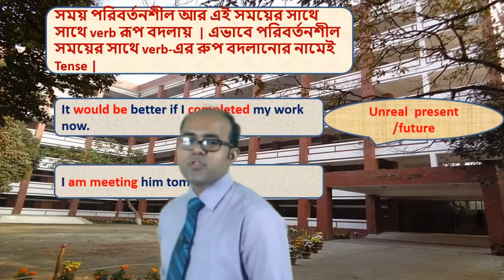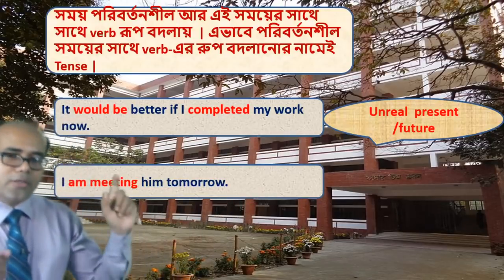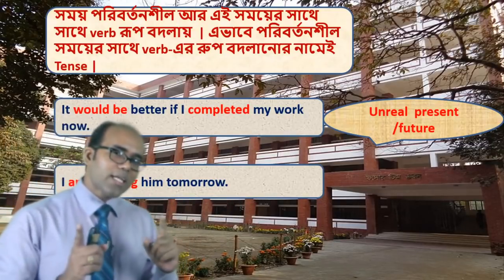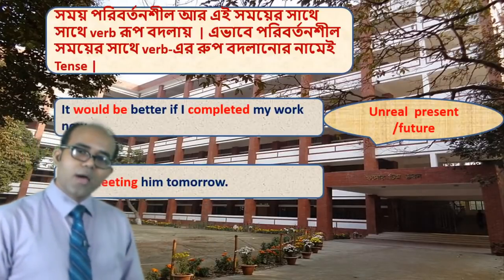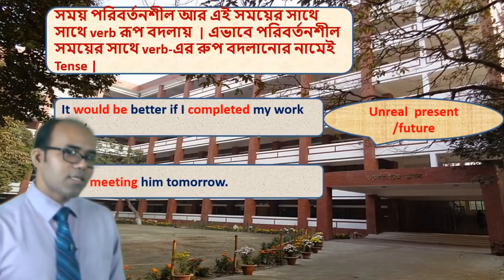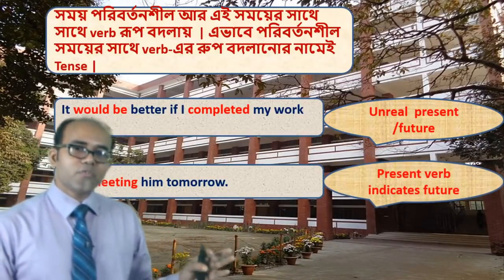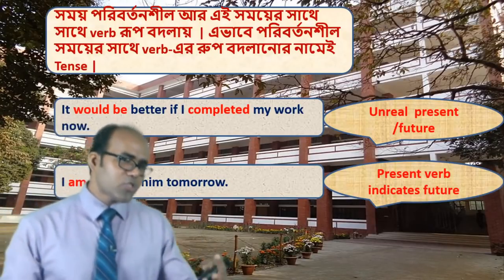I'm meeting him tomorrow. Look at the example. I'm meeting him tomorrow. The time is future, but the action is now. I am meeting. Action is now here. So you see again, no connection with the time and action. So it means present verb indicates future. So there may be exceptions.